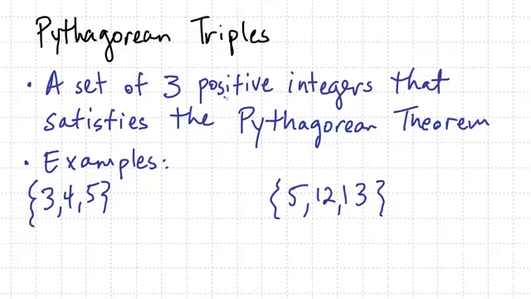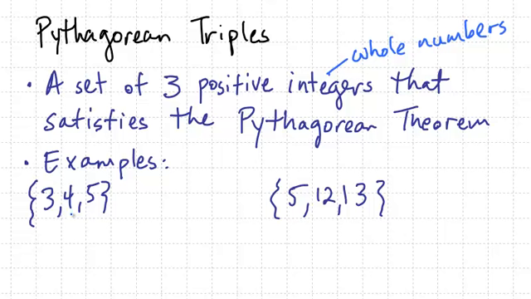A Pythagorean triple is a set of three positive integers that satisfies the Pythagorean theorem. And just a reminder that integers means whole numbers. What you might have observed in doing a lot of Pythagorean theorem problems is that usually we end up with some not so nice square root as either a, b, or c. So when we can find a set of three whole numbers, that's actually pretty special. And those sets are called Pythagorean triples. Examples of Pythagorean triples are 3, 4, 5, and 5, 12, 13.